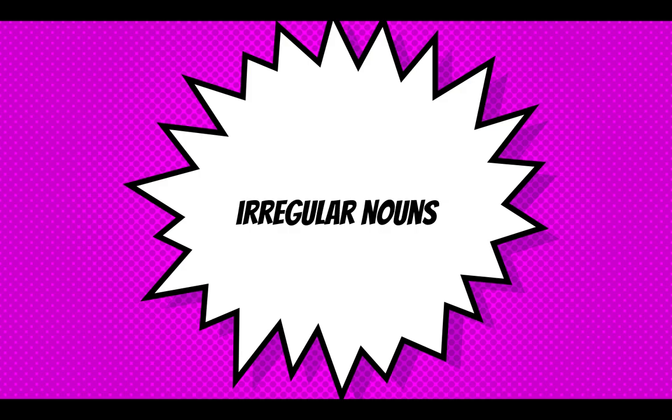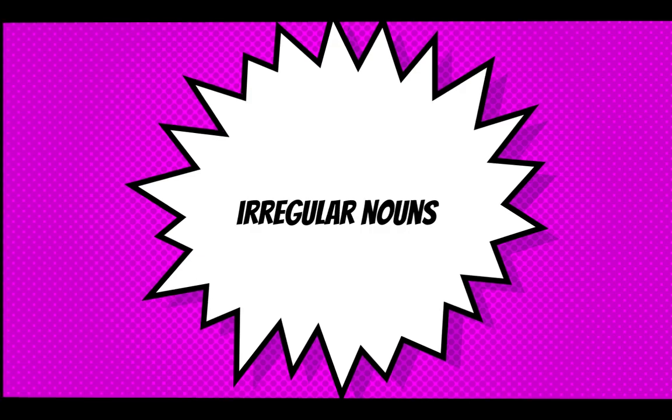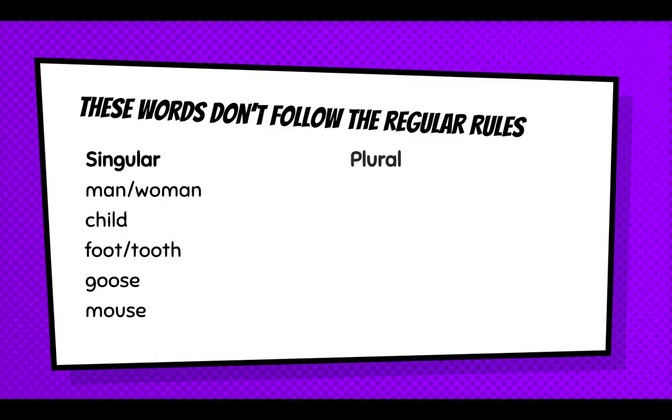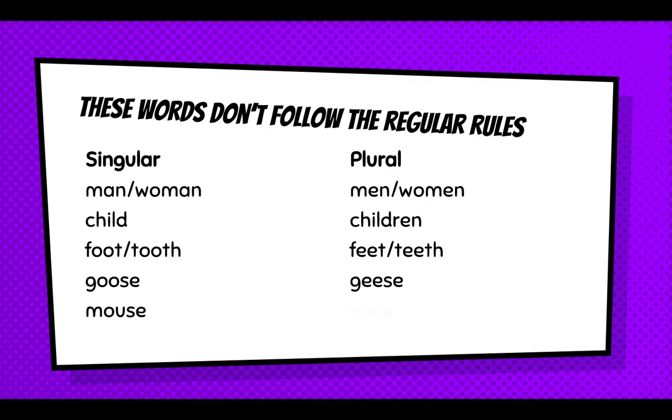And then, of course, in the English language, we have a bunch of rules that don't follow the rules. You've probably seen these before if you've been reading. Man becomes men, child becomes children, foot becomes feet, goose becomes geese, and then here's a weird one, mouse becomes mice.